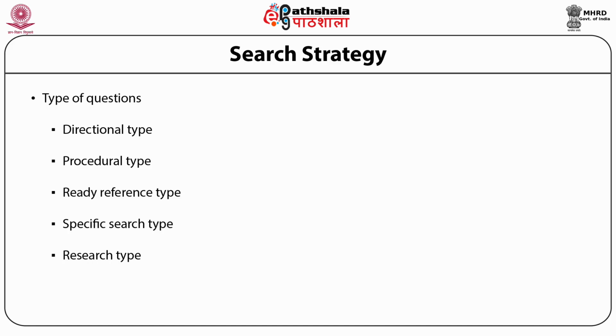Directional type of questions are received from the library users who visit the library for the first time. Such users need directional guidance about the general layout of the library, such as where current issues and back issues of periodicals are kept, where the reference collection or textbooks are kept, or where is the card catalog or OPAC for searching library holdings, etc. Such directional type of queries do not require any search. On an average, a library receives about 10% of directional type of questions. And these questions can be handled by non-professional staff as well.